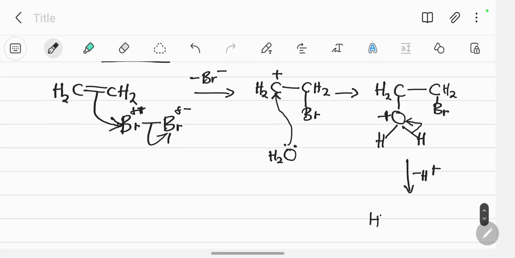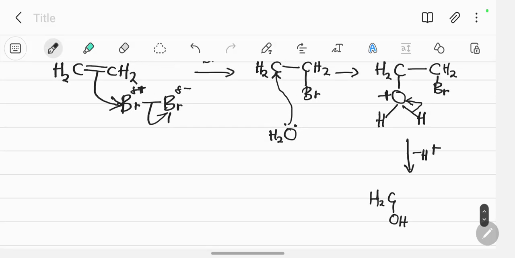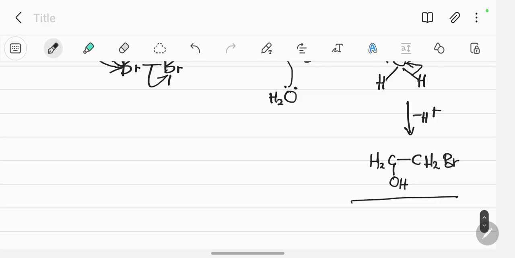Then we form H2C, OH, H2C, OH, CH2, and bromine there. So this is it.